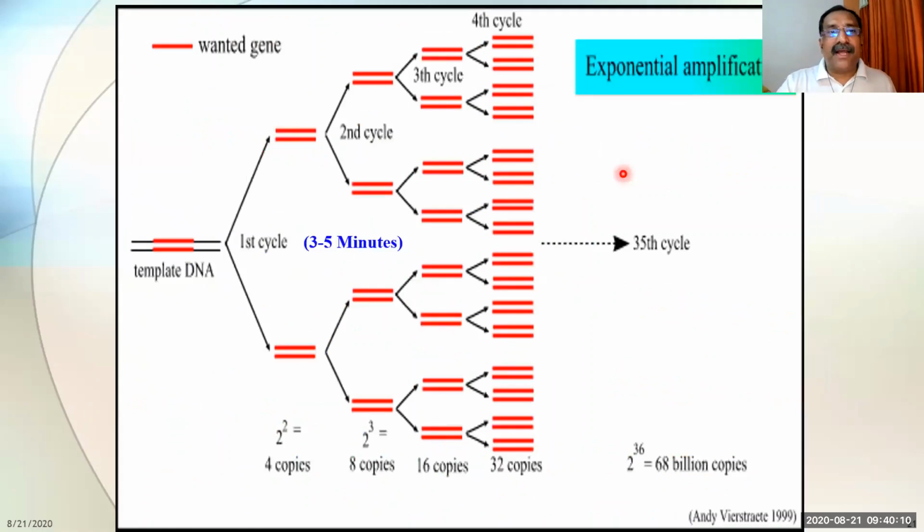Now when you look at the next slide, you can see one DNA over here. This one DNA undergoes all the three steps. That is cycle number 1. How much time? 3 to 5 minutes. In 3 to 5 minutes, one cycle is completed. And how many copies of DNA do you get? You get 2 copies of DNA. Now you see 2 DNA you are getting.